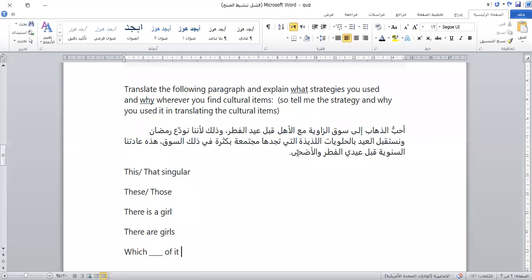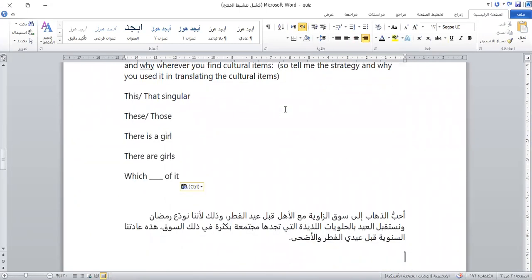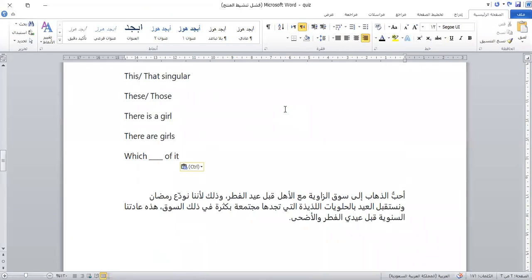So one of the things that I was hoping for was that you would remember what we said about ordering information, and how the natural flow of language in Arabic differs from the natural flow of English. So let's see. أحب الذهاب إلى سوق الزاوية مع الأهل.